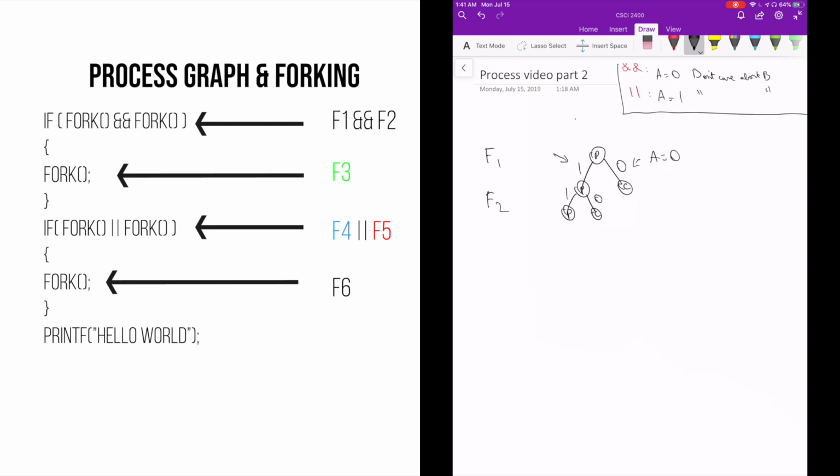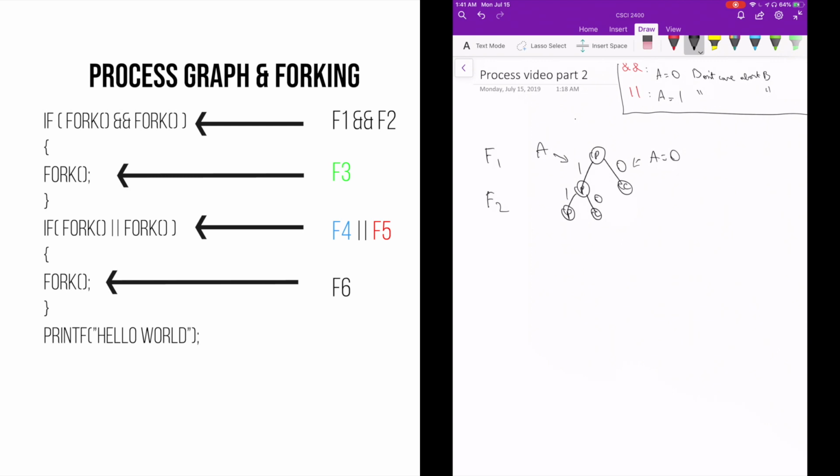So I'm just going to repeat this really fast. This is A where A is 1, and this is A where A is 0. We don't care about B, which means we're not forking this side. We're only forking the left side.